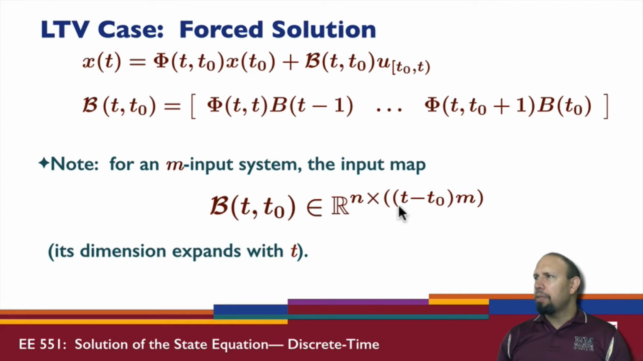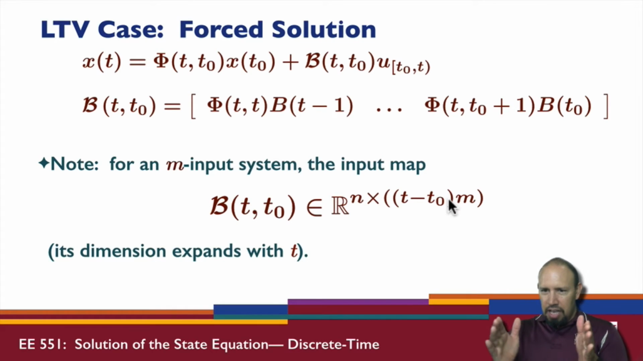That's the dimension. So what happens if t is equal to t naught? Well, that means this dimension is 0, and that means this guy just basically vanishes, goes away. So really, we only have the control map if we're looking at some time in the future. I mean, look ahead, not just at the initial time. And we see that the dimension of this matrix expands with t.